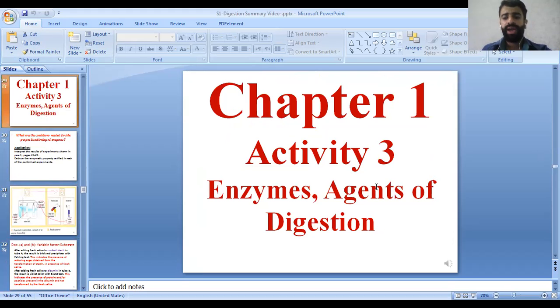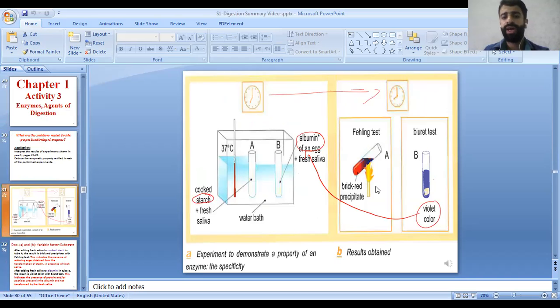Moving to chapter 1, activity 3, the enzymes as agents of digestion. First we have two tubes, A and B. One of them contains starch, and the second one contains albumin of an egg, which is a protein. Tube A contains fresh saliva, while tube B also contains fresh saliva.